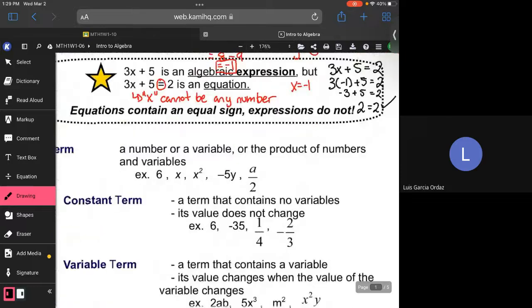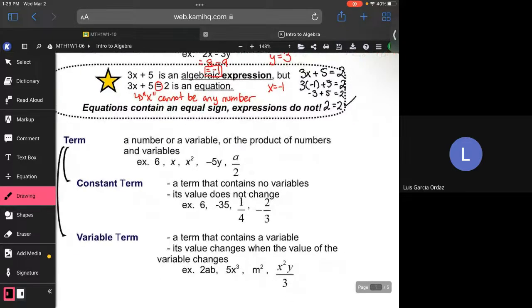So the next thing we have is called a term. A term is a number or a variable or a number and a variable combined together. An example: one term is 6, another term is x, another term is x squared, another term is negative 5y, and another term is a over 2. Do any of those things have anything in common? No, which is why they're all individual terms and they're all different.